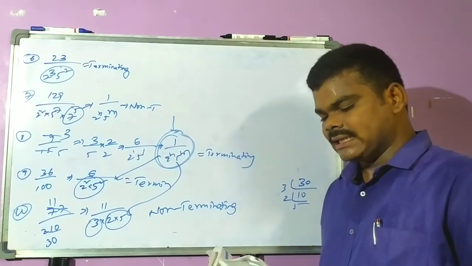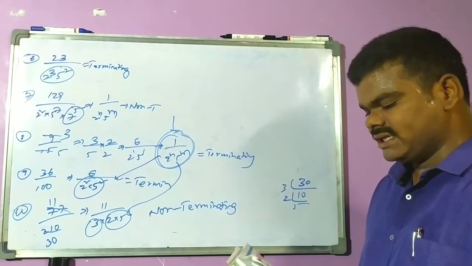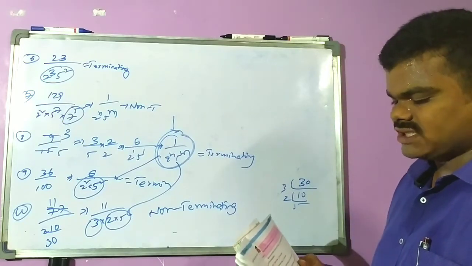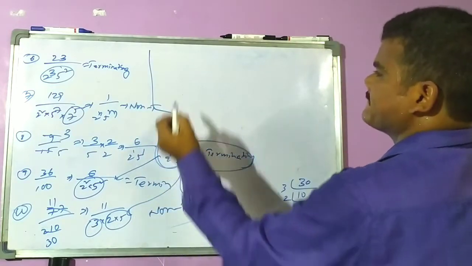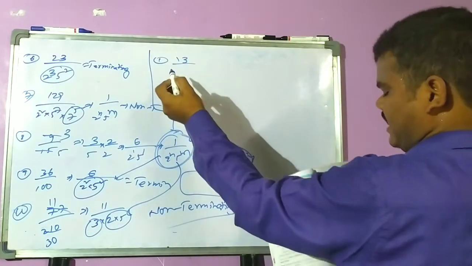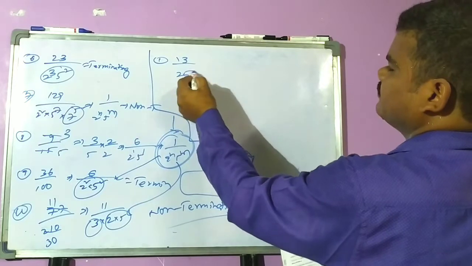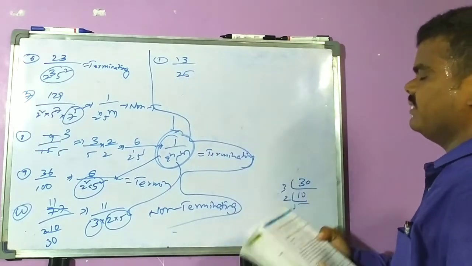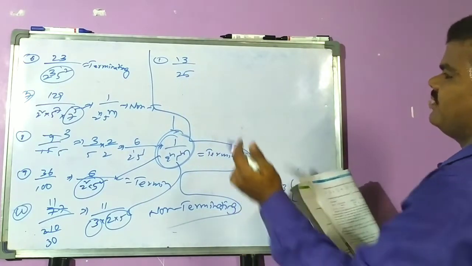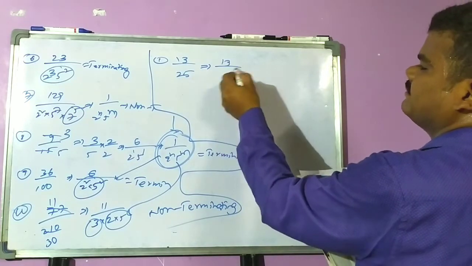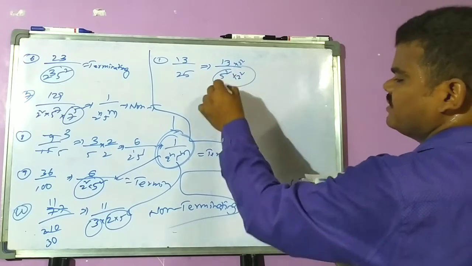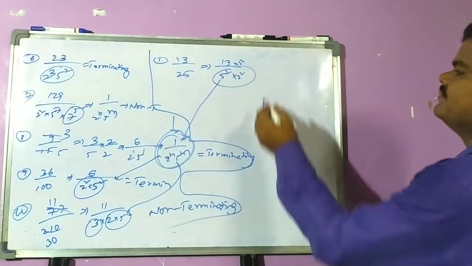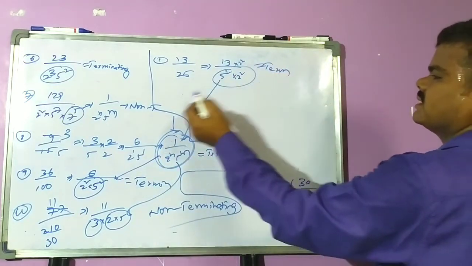Which of the following rational numbers have terminating decimal expansion, using theorem 1.4? See, first one is 13 by 25. 13 by 25 can be expressed as 13 by 5 square, which is of the form 2 power n into 5 power m. This is a terminating decimal expansion.